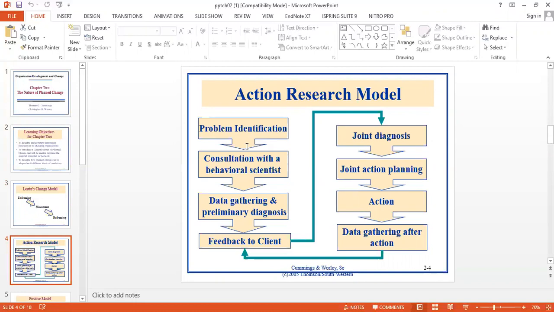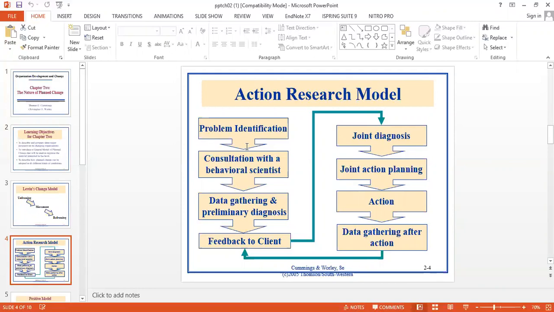It diagnoses the need for change. Number one is unfreezing, then introduction of an intervention, which is moving, and the third is evaluation and stabilization of change, which is basically related with refreezing. The most commonly used model of action research in the contemporary scenario is Warner Burke's 7-step action research model, which I am already discussing with you.